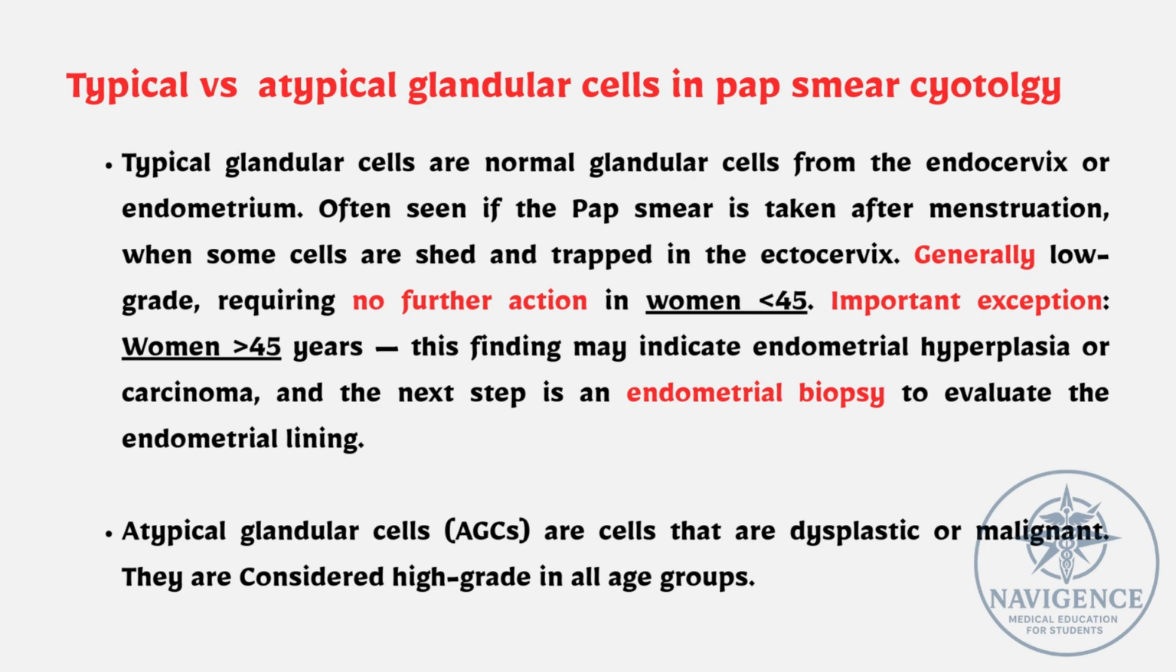First, typical glandular cells. They are normal glandular cells from the endocervix or endometrium. Often seen if the Pap smear is taken after menstruation, when some cells are shed and trapped in the ectocervix, especially in the first 10 days after menses. And they are generally low-grade, requiring no further action in women less than 45 years of age.